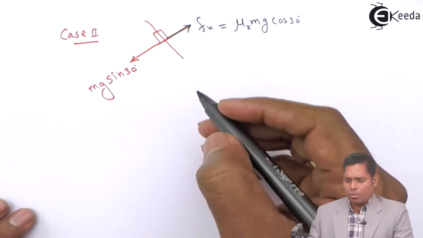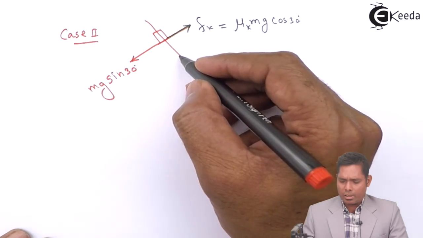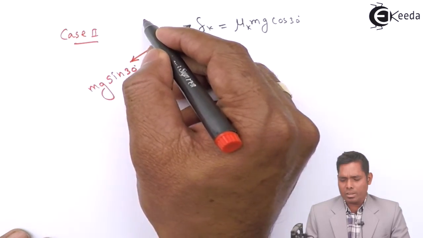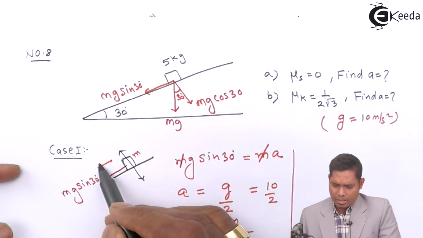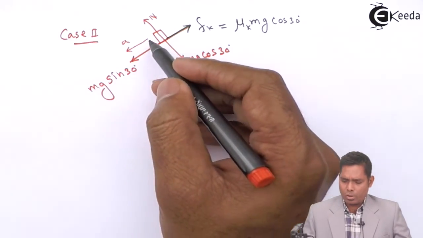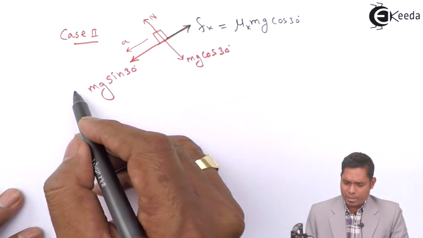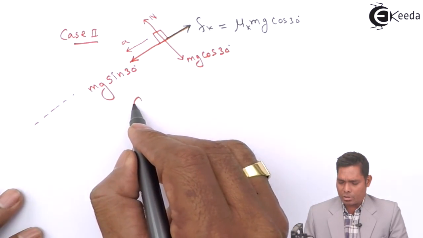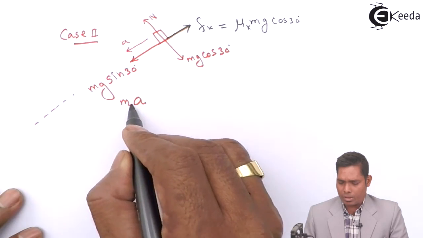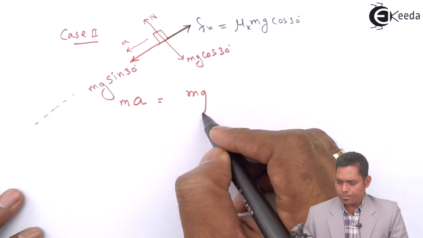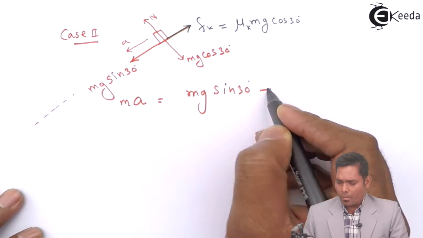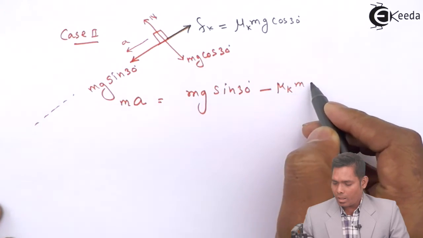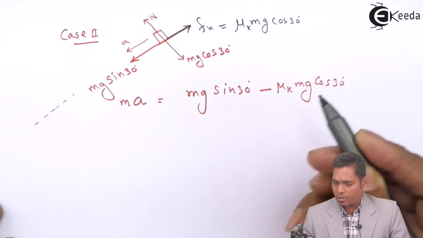Because mg cos 30 is in the downward direction and the normal direction is in the upward direction, the acceleration is like this. Along this line the net force will be this minus that. Mass into acceleration is this force minus the friction acting in the opposite direction, that is mu k mg cos 30 degrees.